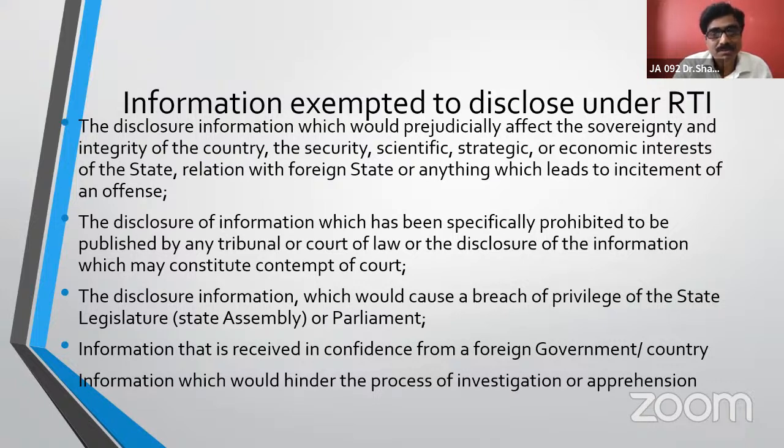If the Commission or the Public Information Officer believes that certain information cannot be given. The disclosure of information which has been specifically prohibited from being published by any tribunal or court of law, or the disclosure of information which may constitute contempt of court. Next, disclosure of information which would cause a breach of privilege of the state legislature or Parliament. Such information will not be provided.